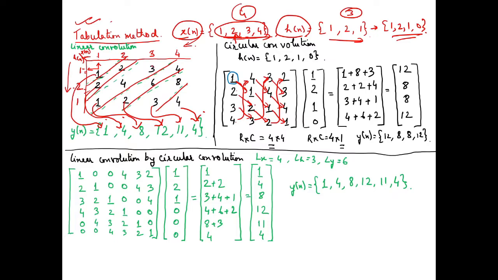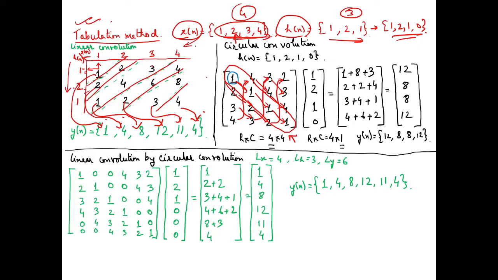Now, whatever matrix you have made for the circular convolution, is it okay or not? How do you know? You have to check the diagonal values. All of these diagonal values should have the same number as the first element of your signal.